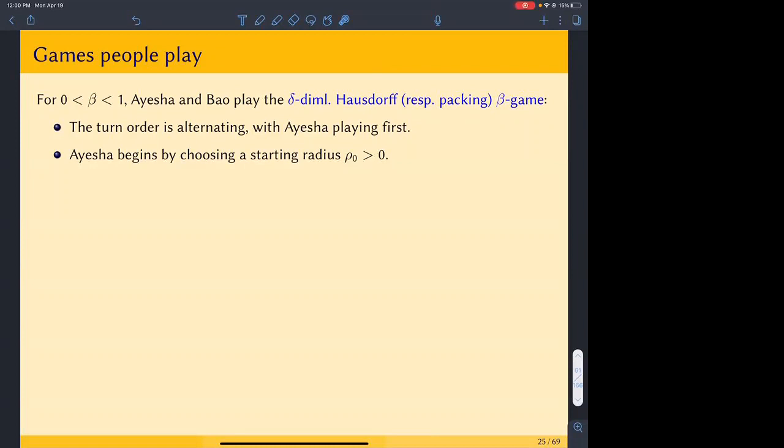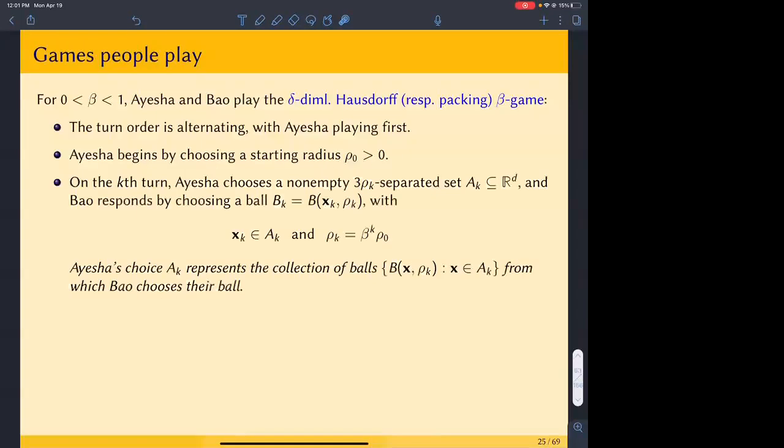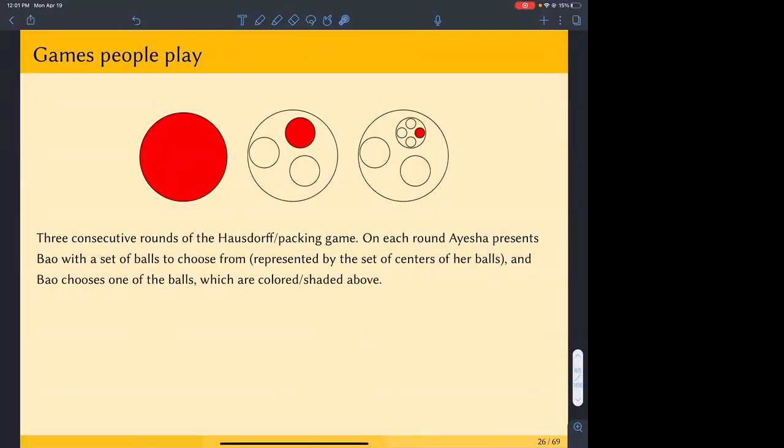Aisha starts by choosing a starting radius. We're going to play with balls, and they're going to be nested balls, as is usually done in these games. So Aisha begins by choosing a starting radius, and Bao responds to each of Aisha's choices. Then, on the kth turn, Aisha chooses a set of sub-balls inside Bao's ball. At the next step, of course, Bao picks one of them, and then the game continues. There are some conditions to make sure that the balls are nested so that one can take the intersection and get what's called the outcome of the game.